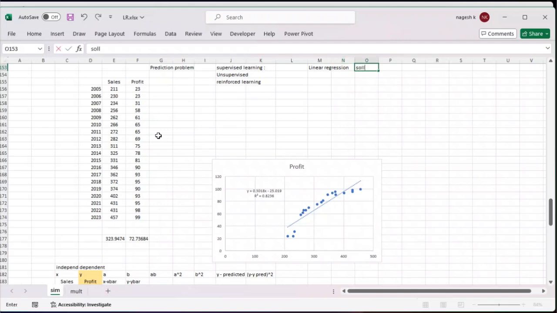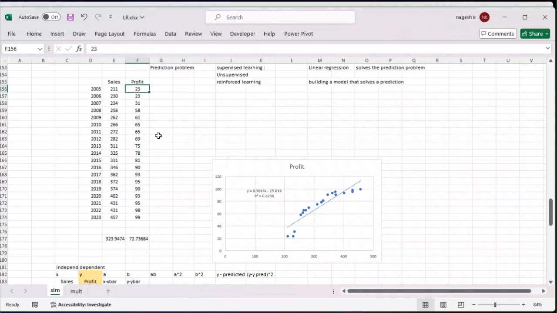Regression solves the prediction problem. It is any kind of prediction. What we are doing is taking a prediction problem and solving it. We are building a model that solves a prediction problem. How do we build the model?